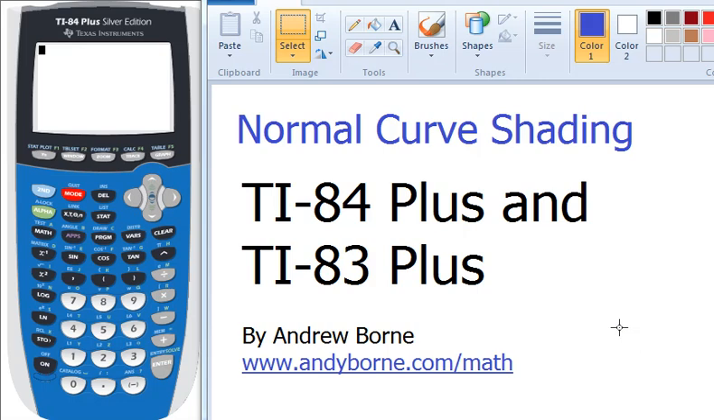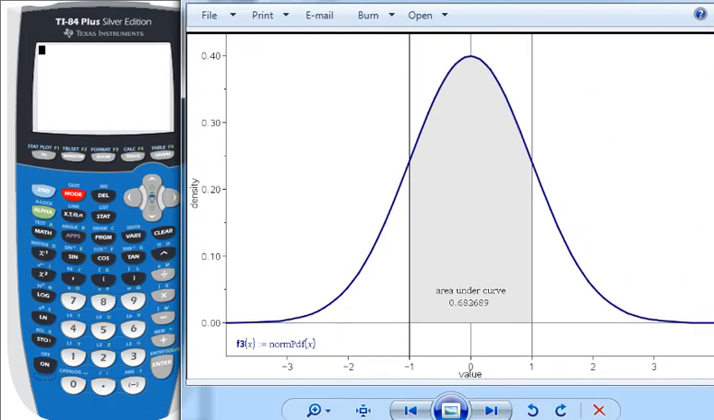Hey there, this is Andrew Bourne, math teacher from Minnesota, and I'm going to show you how to use your TI-84 Plus calculator to do some normal curve shading. And this is kind of what it looks like.